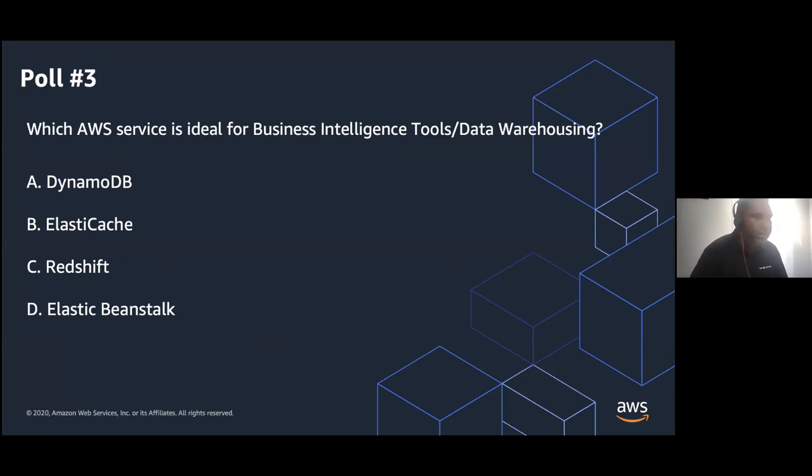So let me launch the poll. The question here is, which AWS service is ideal for business intelligence tools or data warehousing? This should be a simple one, especially right after the last few slides that we just talked about. Wow, 94% of you are answering Redshift, and you are right. Redshift is the right answer for this.